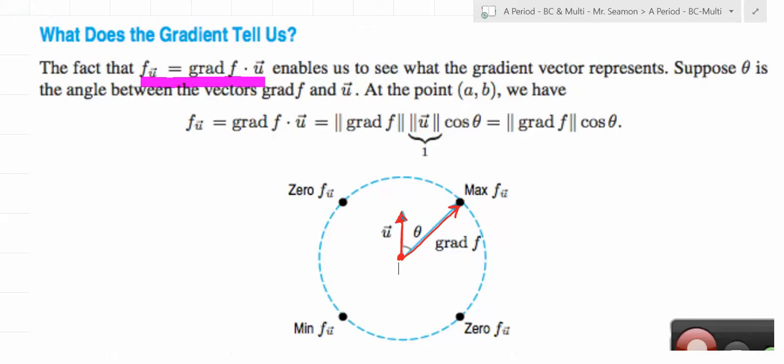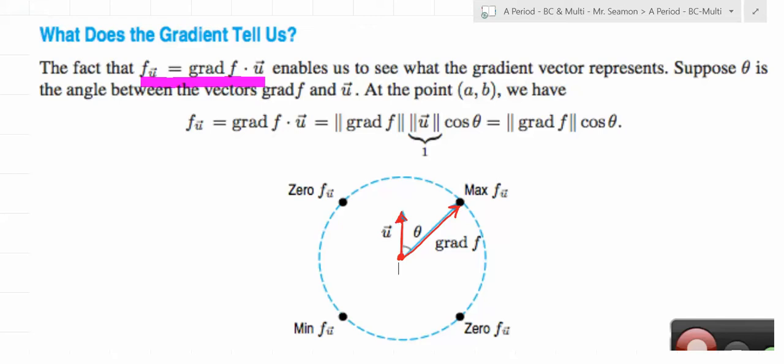We know that the directional derivative, the rate of change in the u direction, we already defined it like this. Remember, we just disassembled it, right? But what do we know about the dot product of two vectors? What was one of our original definitions for the dot product of two vectors? The magnitude of the first times the magnitude of the second times what? Cosine theta.